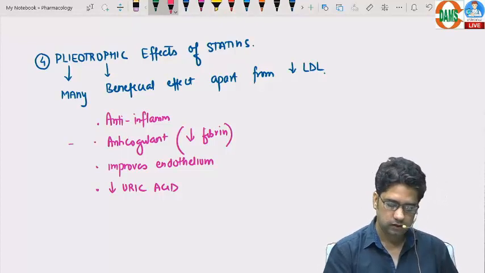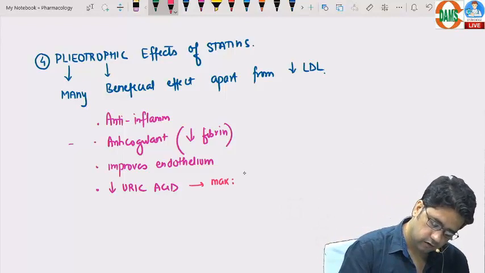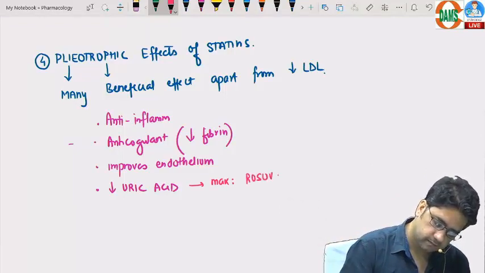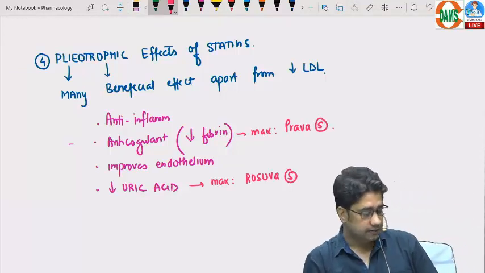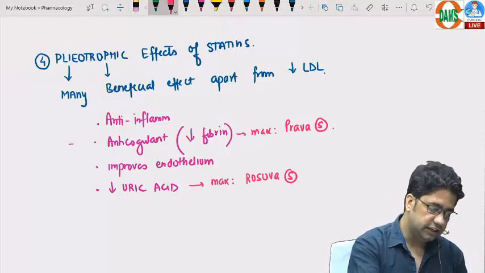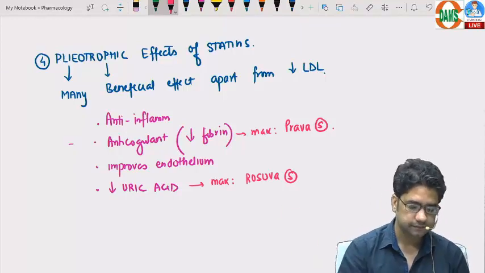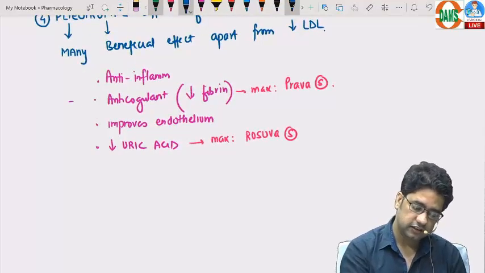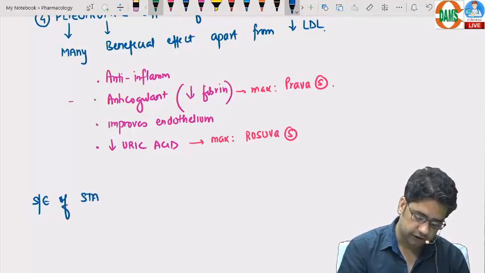Now you will write maximum rosuvastatin, maximum pravastatin. ठीक है, maximum pravastatin. Okay, they are not metabolized, they are excreted just like this. Rosua excreted just like this in urine. No need of changing the drug. Last point, side effects of statin. Very, very important.